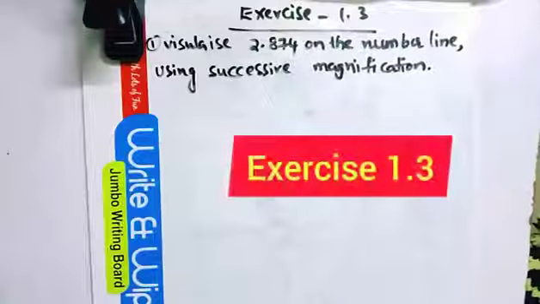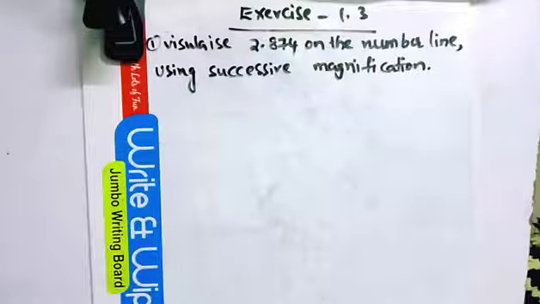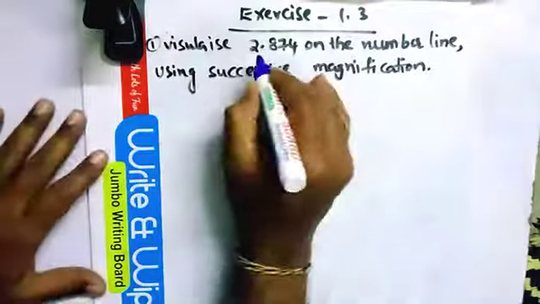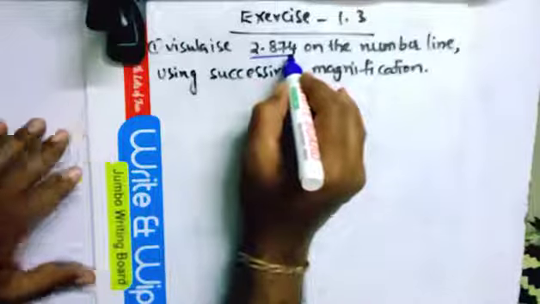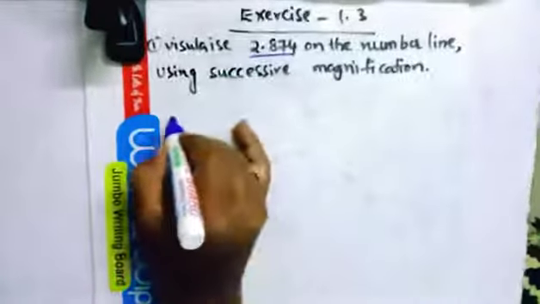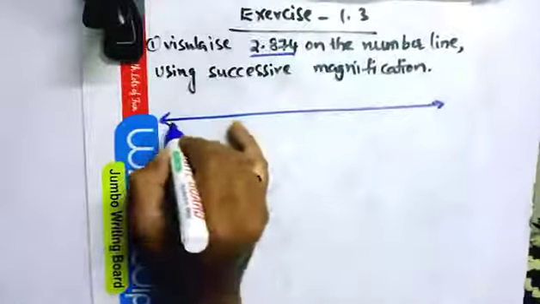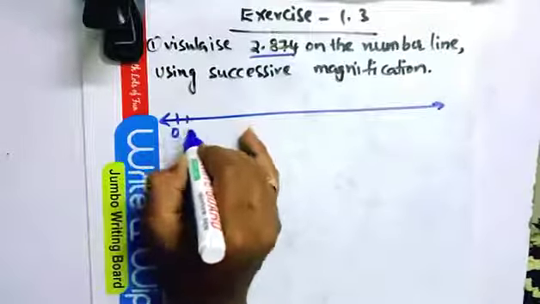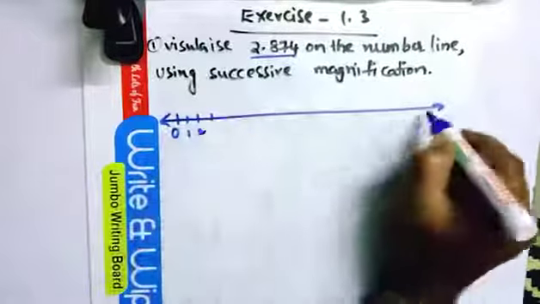Next, exercise 1.3, first problem. Visualize 2.874 on the number line using successive magnification. So 2.874 comes between 2 and 3. Now you should focus between 2 and 3. This is 0, 1, 2, 3. It will come between 2 and 3.